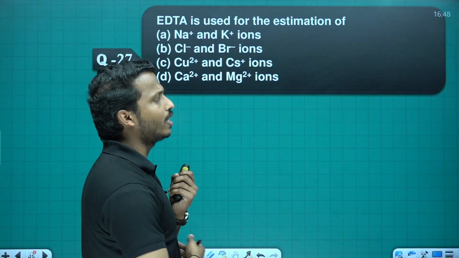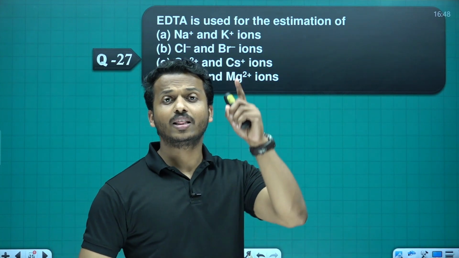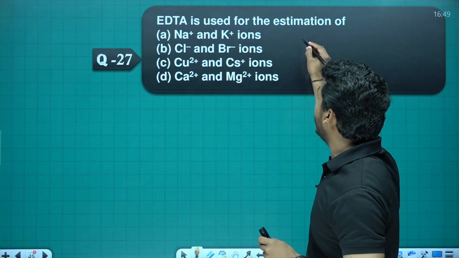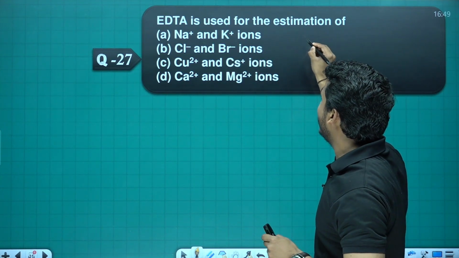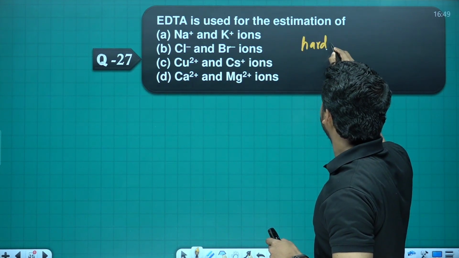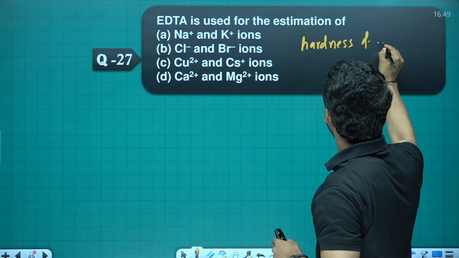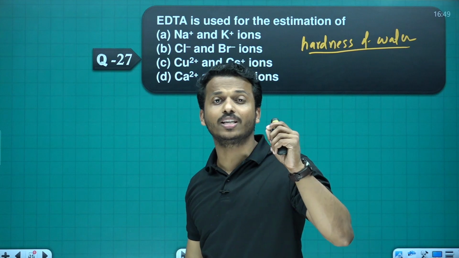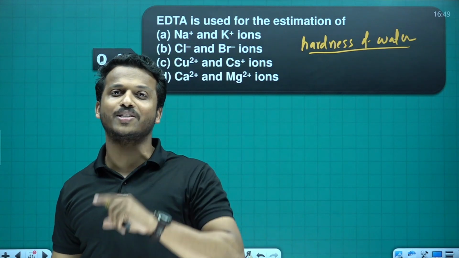EDTA is used for the estimation of what? We studied in the last part the applications of coordination compounds. EDTA is used in the determination of hardness of water. EDTA is used for quantitative analysis, checking the hardness of water.